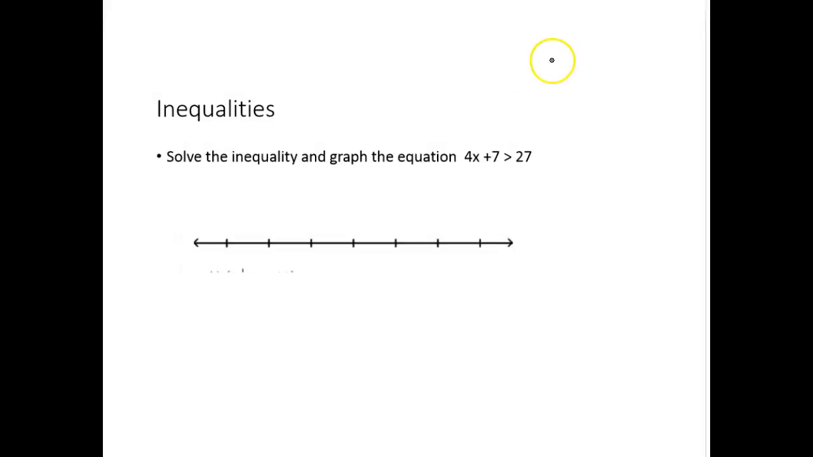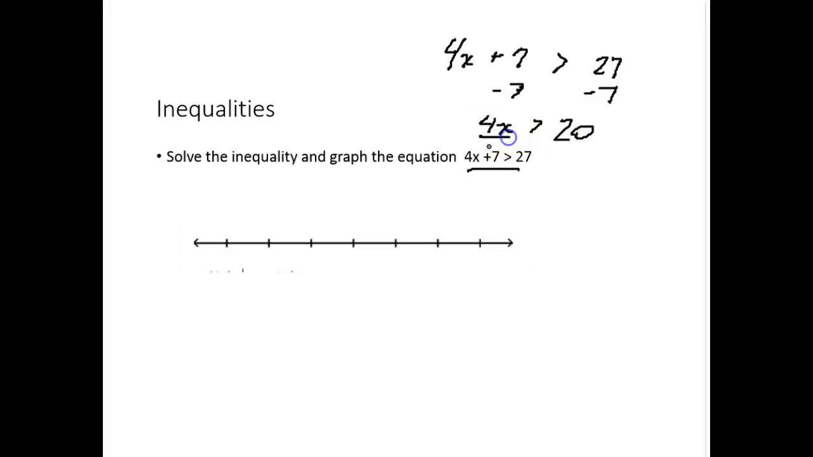We worked some of these, solving an inequality and graphing the equation. I've got 4x plus 7 is greater than 27. You have to get used to my pen. Let me make that a 7. So the first thing I would do here is subtract 7 from both sides, and I will get 4x is greater than 20.